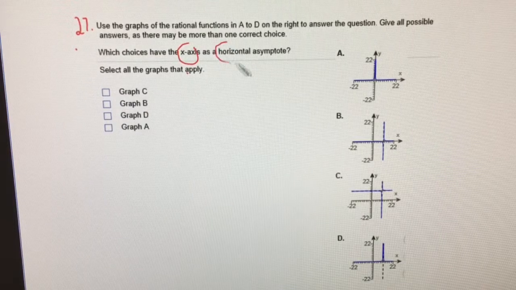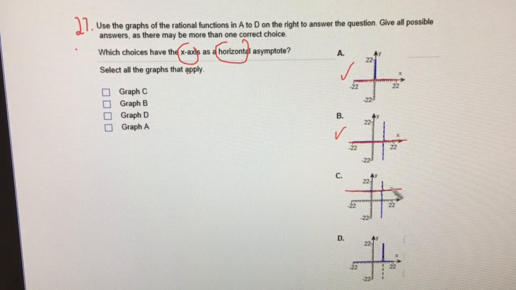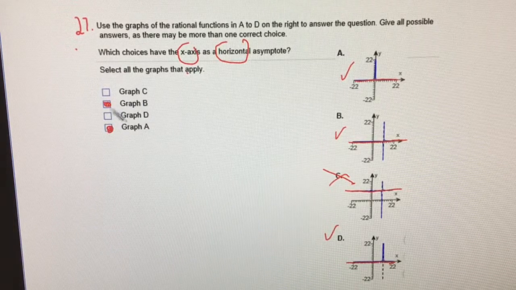Which has the x-axis as a horizontal asymptote? A has the x-axis as the horizontal asymptote. B has the x-axis as a horizontal asymptote. C does not have the x-axis. D has the x-axis as a horizontal asymptote. So A, B, and D.